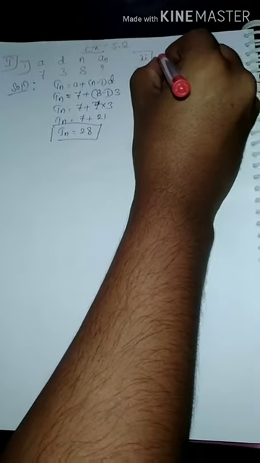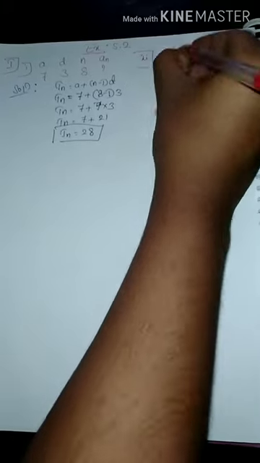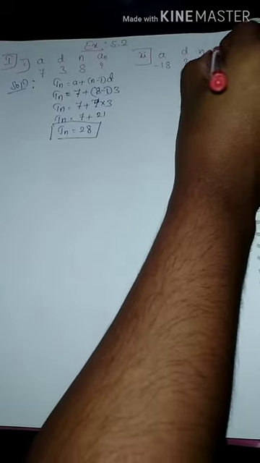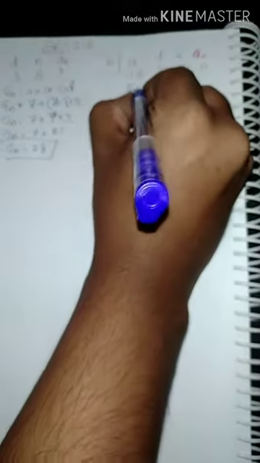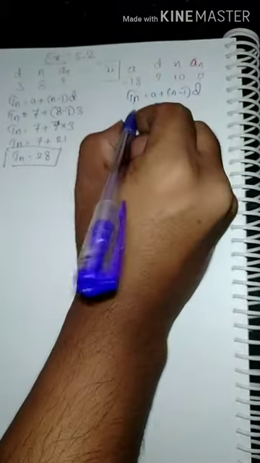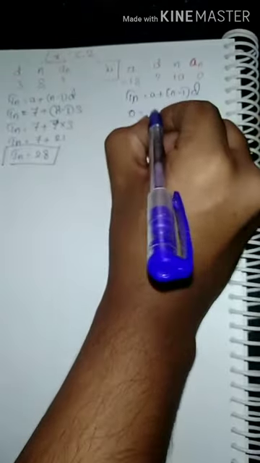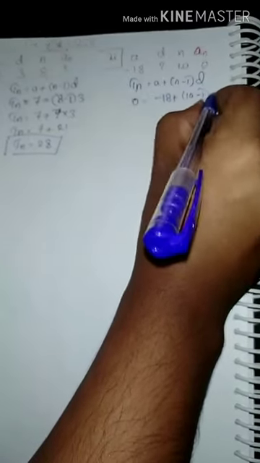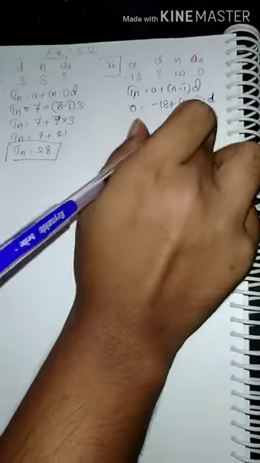Here A is equal to minus 18. D we don't know. N is equal to 10. And Tn is equal to 0. Tn or An both are same. An is equal to 0. So here also the same formula. Already we know the formula Tn is equal to A plus n minus 1 into D to find the nth term of an AP. But here Tn is given, Tn is 0. And A is also given, minus 18, plus n is also given, 10, minus 1. D we don't know. We have to find the value of D here.